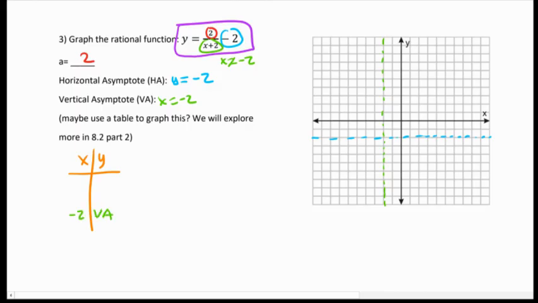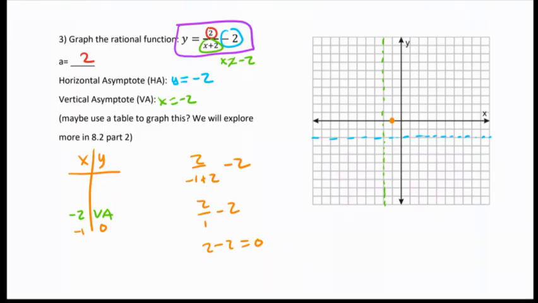And when we're doing this, I'm going to plug in, let's say, negative 1. And so I got 2 over negative 1 plus 2, minus 2. 2 over 1 minus 2, which gives us 0. And so that's where my point is here. And then I got negative 1, 0.